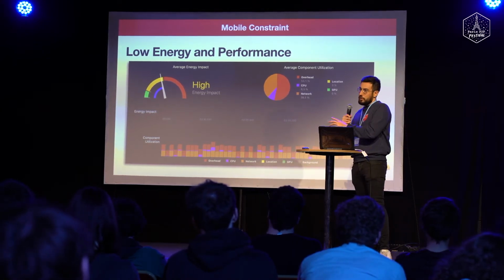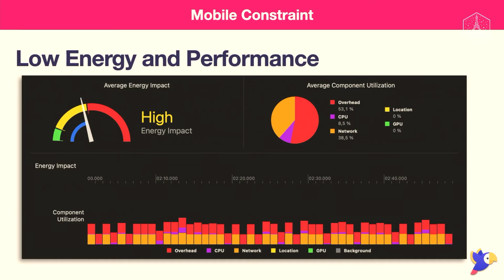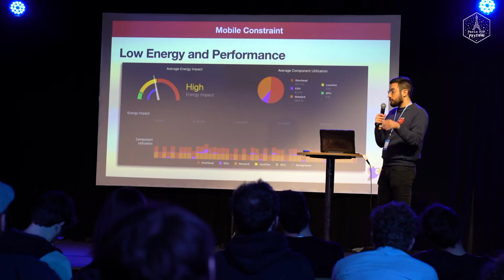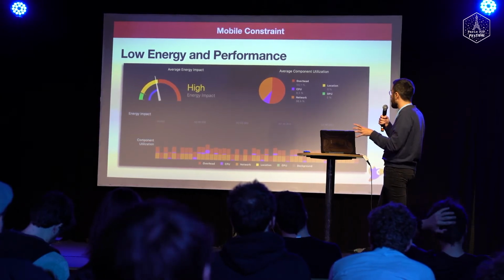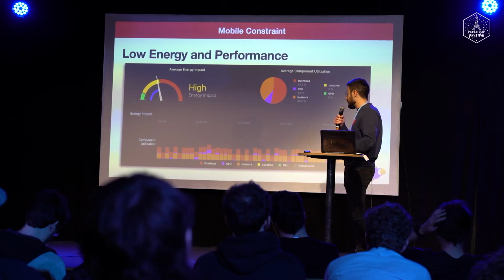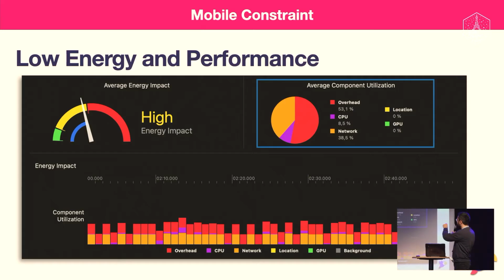This is a picture of Xcode. It's an image when you run an application and debug with Xcode. You have what they call the energy impact of your application. This is exactly Berti running without doing anything, like an idle mode, just showing the contacts. We don't actually have any contact in the application, just the main page with all the contacts. The most interesting part is on the right side, the component utilization. As you can see, the main things that consume energy are network and overhead.